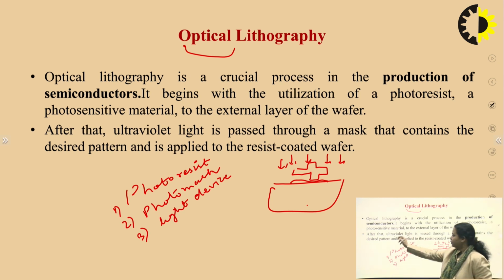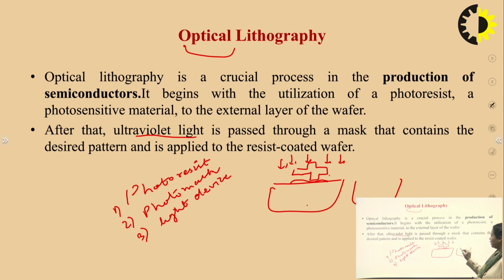After that, as I have already mentioned, UV light, ultraviolet light, is passed through a mask that contains the desired pattern. This pattern is drawn in the mask. So the mask is the particular thing on which that pattern is there, and it is applied to the resist coated wafer. Resist coated means this is a wafer, and first of all we have to coat it with some kind of photoresist so that it can become capable of taking those patterns.